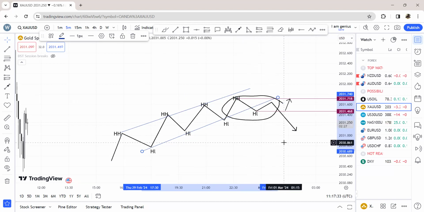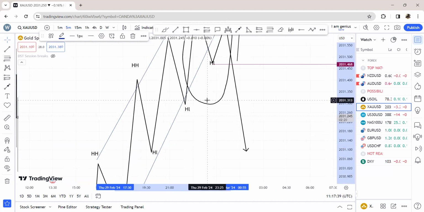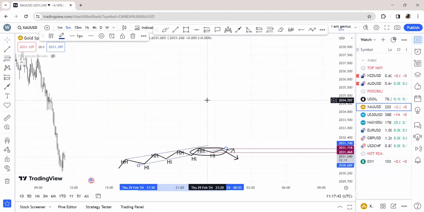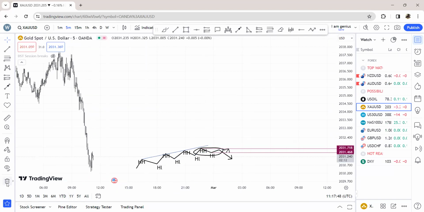Now, the mistake most people make is this. They zoom out of the market. Okay, let's just try it on a real chart so that you see what I'm talking about.